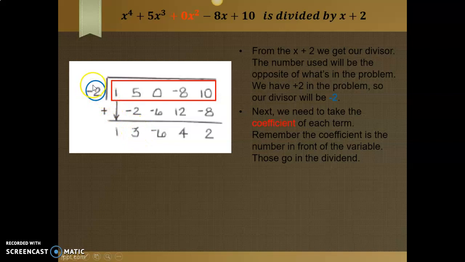3 times negative 2 will give me a negative 6. 0 plus negative 6 gives me negative 6. Multiply again. Negative 6 times negative 2 gives me a positive 12. Negative 8 plus 12 gives me 4. Start over again. 4 times negative 2 gives me negative 8. And 10 plus negative 8 gives me 2.